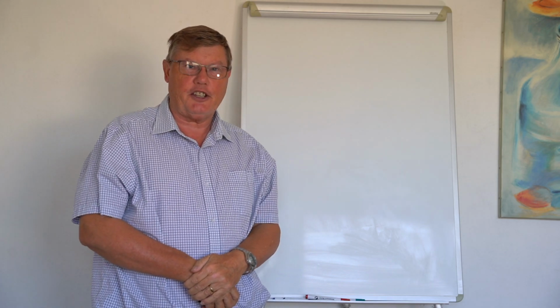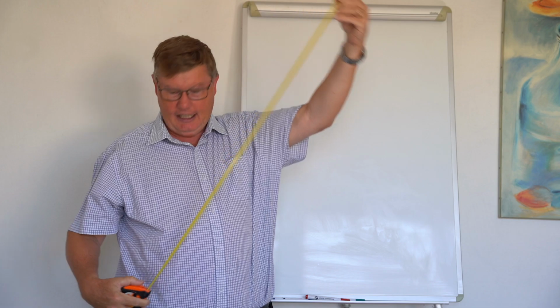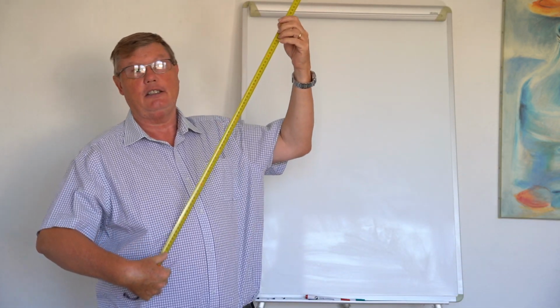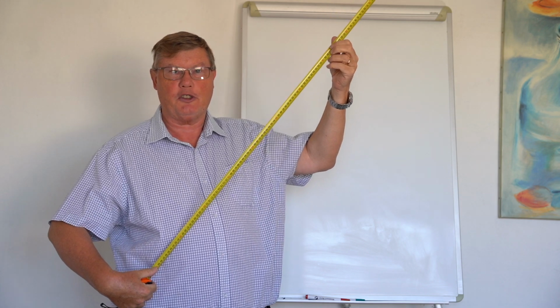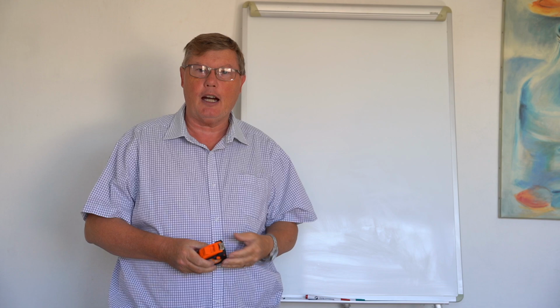And we're going to start today with length. This is a ruler and that is a meter. And we use meters, of course, all the time in science. Question: where does a meter come from?